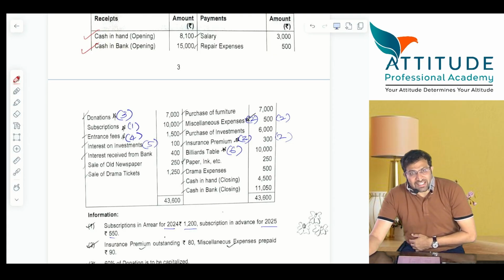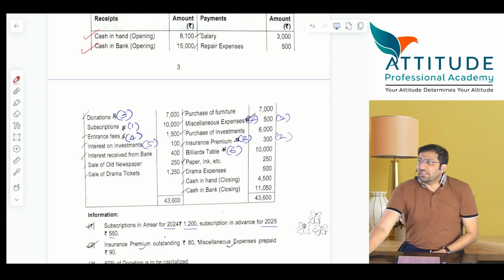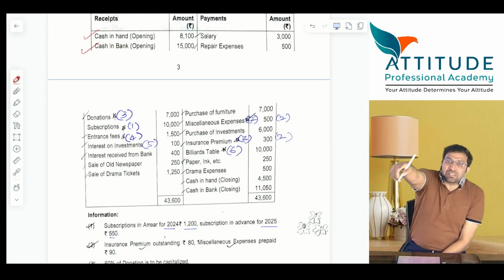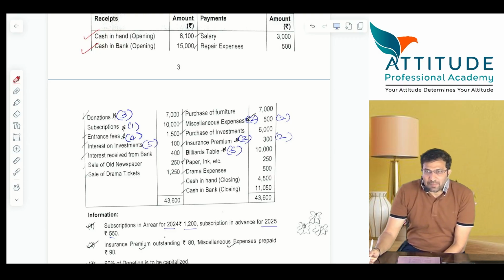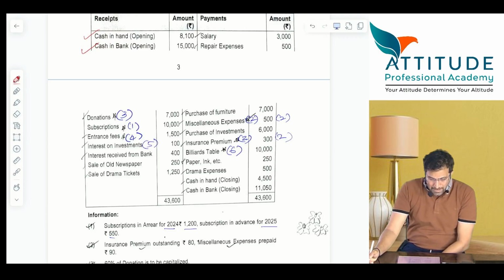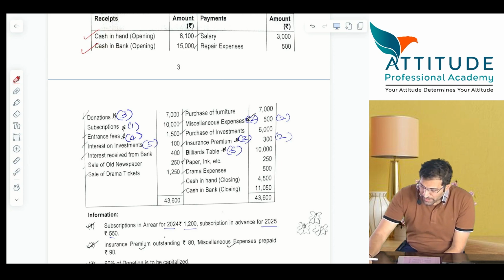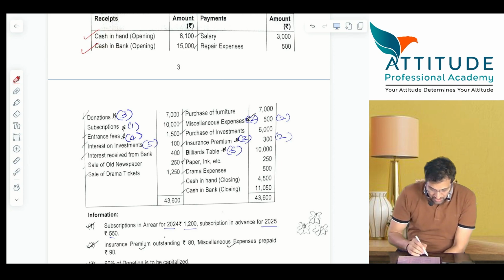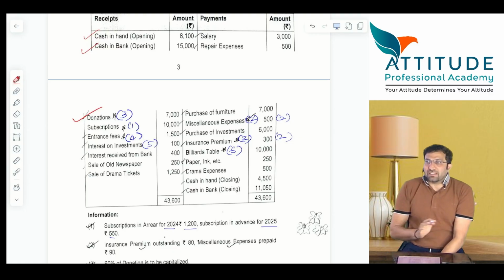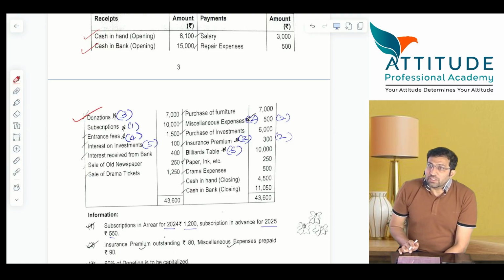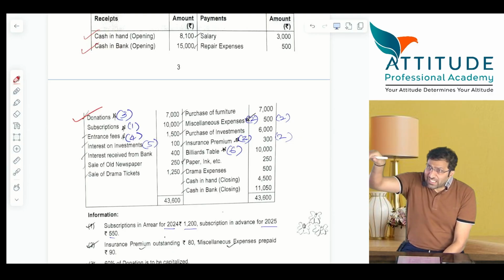Remaining is 2,800. 2,800 will go to what? Income and expenditure account, income side. Go to income side, credit side, income and expenditure account. By donations 40% of 7,000. Done, the work of donations is done.